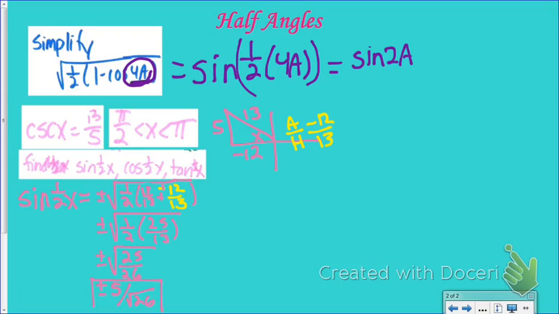So now we're actually going to do the cosine of 1/2 of x. And again, it's going to be done the same way, just a different formula. And in fact, the formulas are almost the exact same. It's just instead of 1 minus cosine, it's going to be 1 plus cosine. So I'm going to replace my cosine of x with the cosine of x, which we just found in my last question was a negative 12/13.